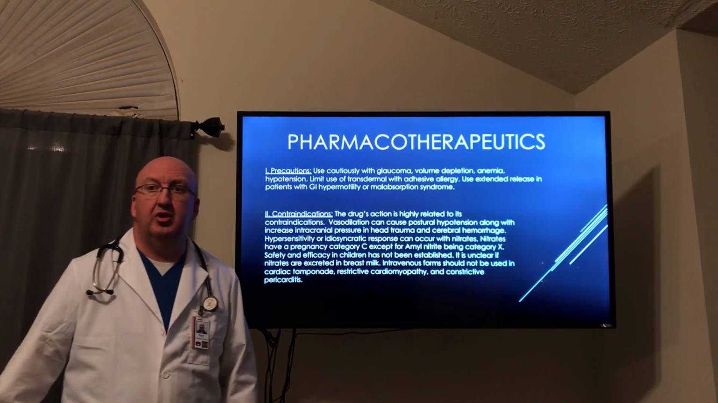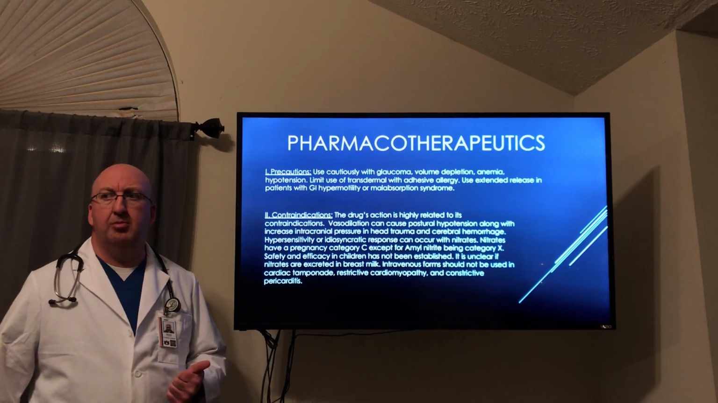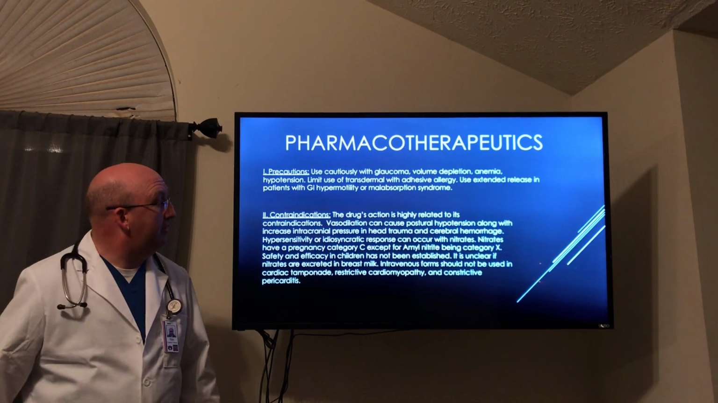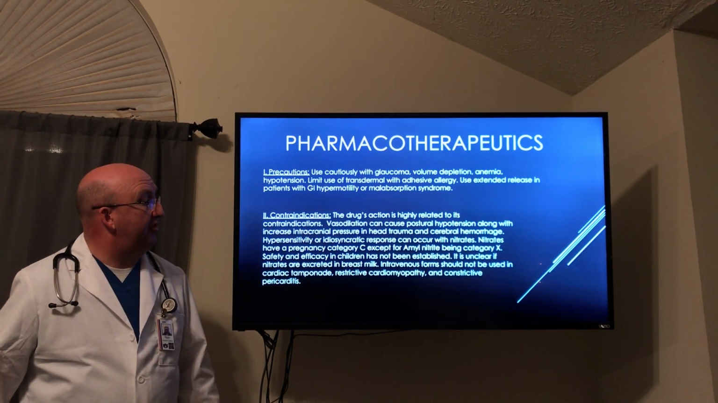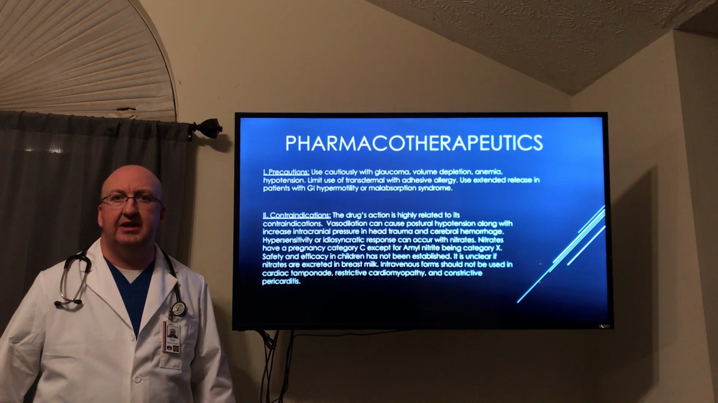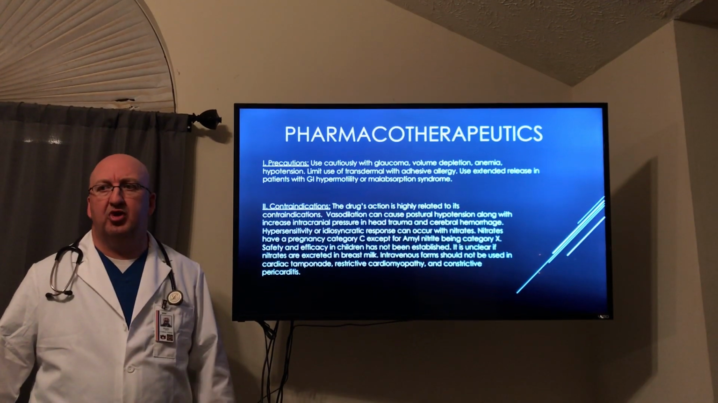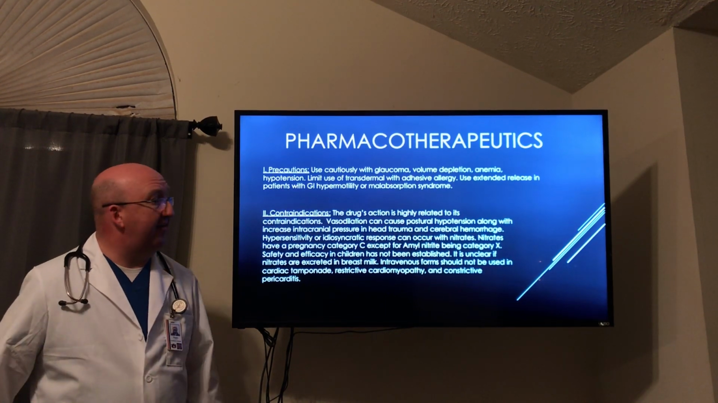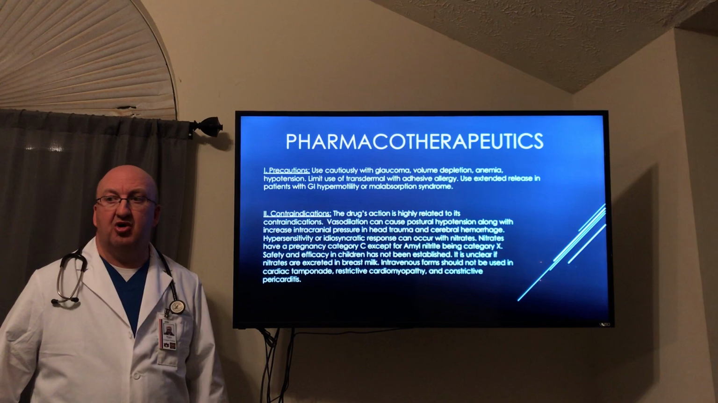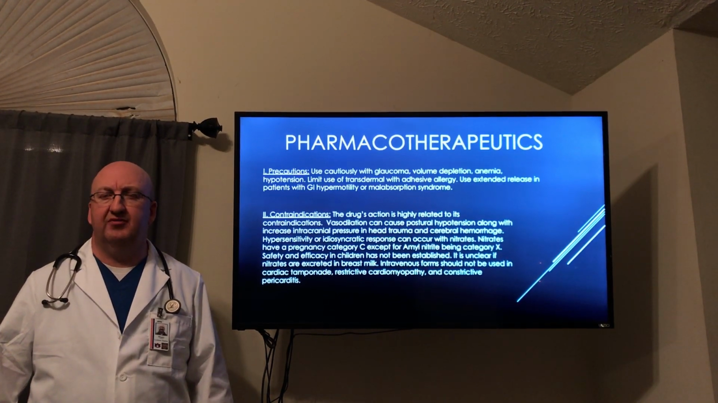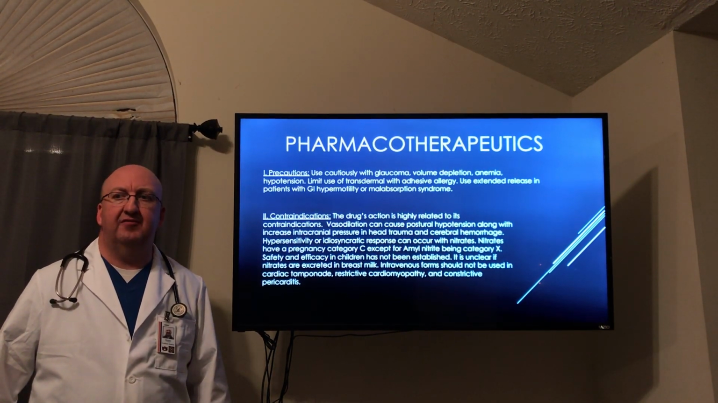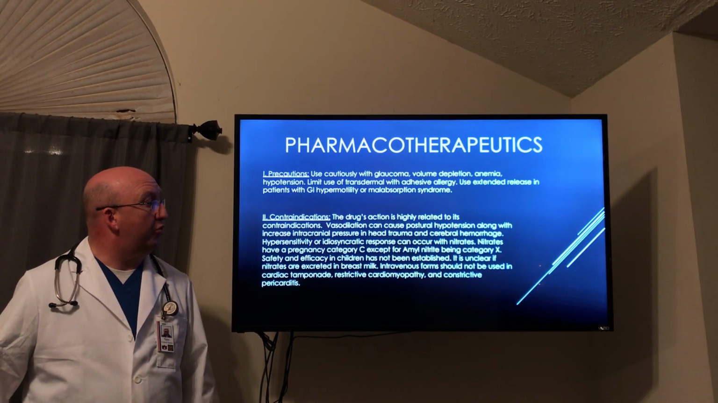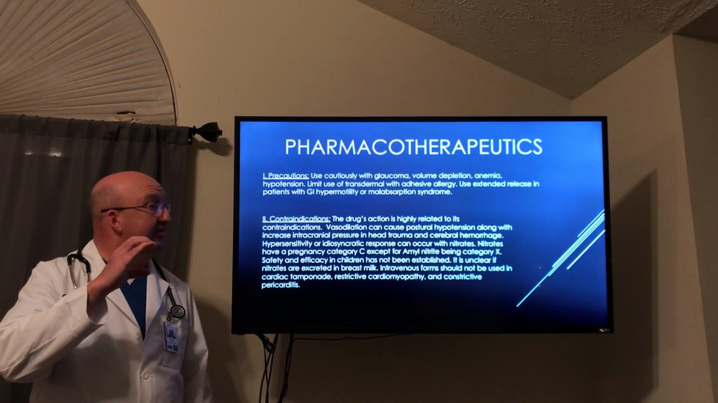Some of the precautions with nitrates are with glaucoma, anemia, volume depletion, and hypotension. Contraindications with this drug include hypersensitivity, increases in intracranial pressure such as head trauma or cerebral hemorrhage. With the IV form, you need to be cautious with cardiac tamponade, restrictive cardiomyopathy, and constrictive pericarditis. The pregnancy category for nitrates is C.